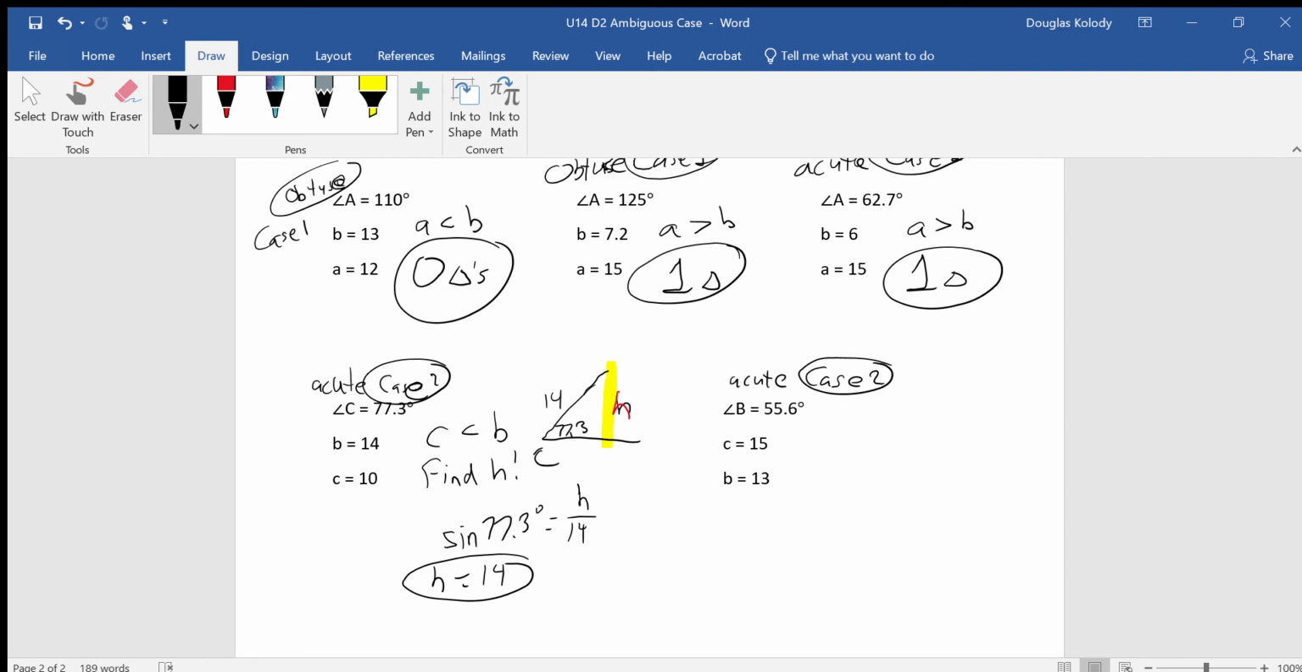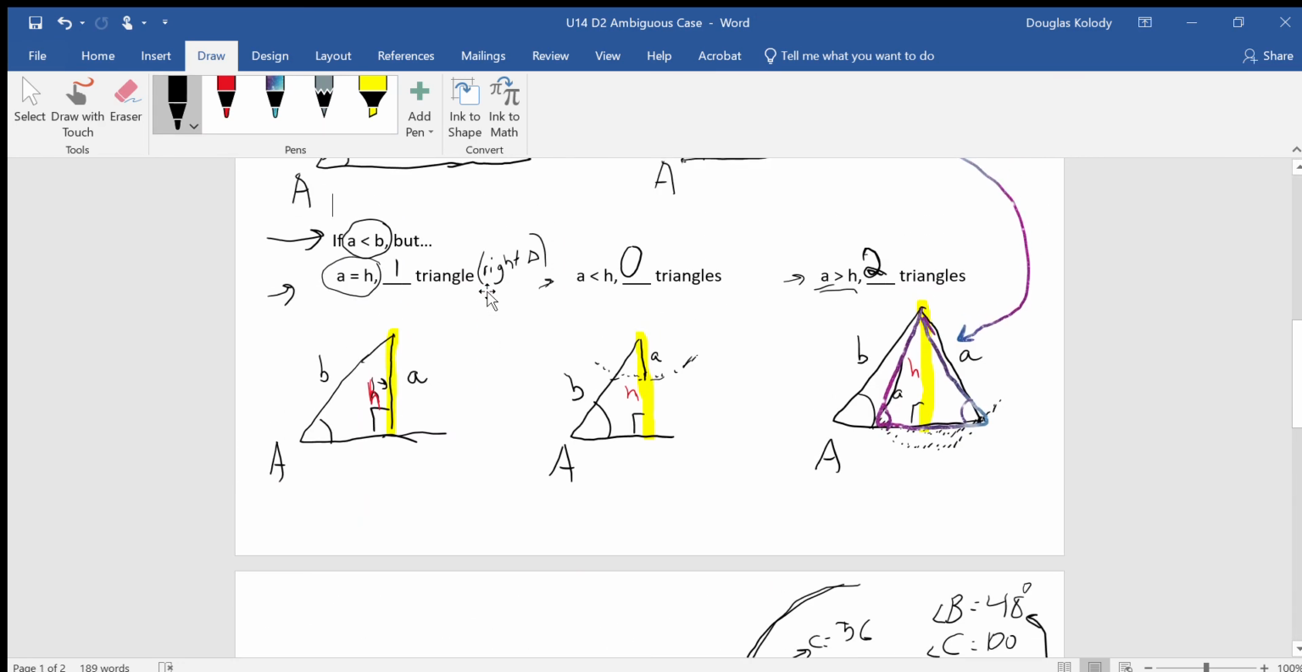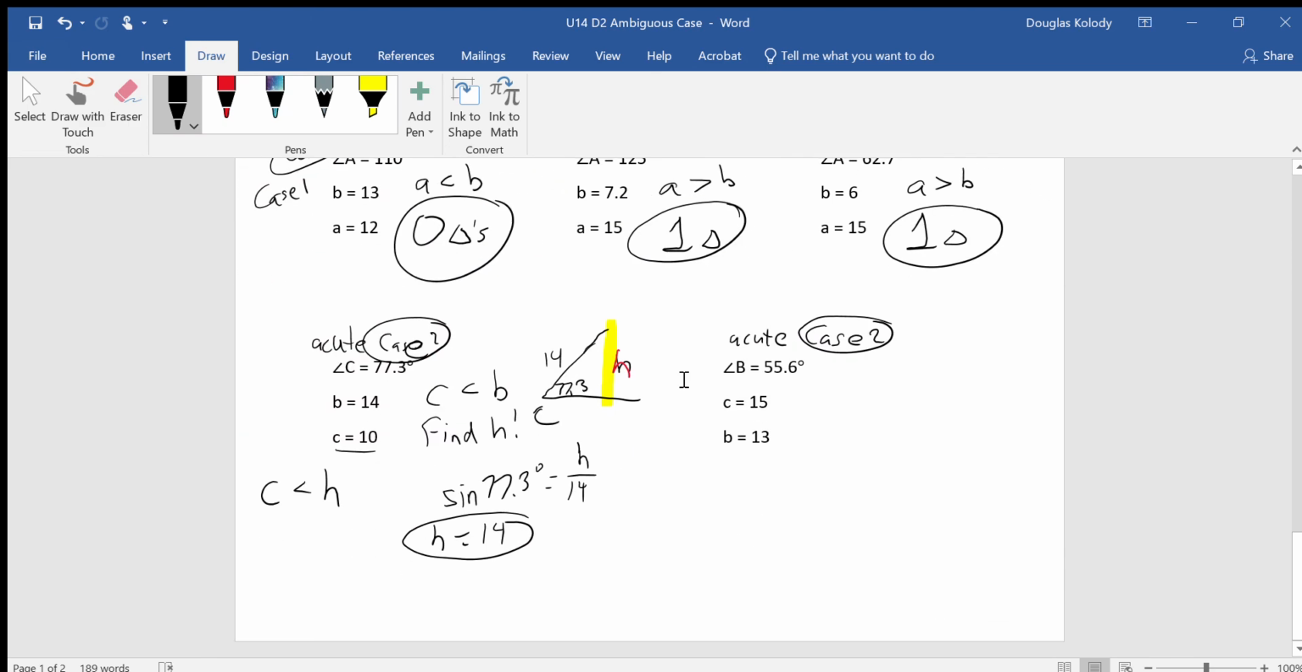So how can I compare C to H? Let's do it right here. C is 10, H is 14. C is less than H. Let's consult our notes. If C is less than H, how many triangles do we get? We get the dangler. We get 0 triangles. That's the answer to this one right here.